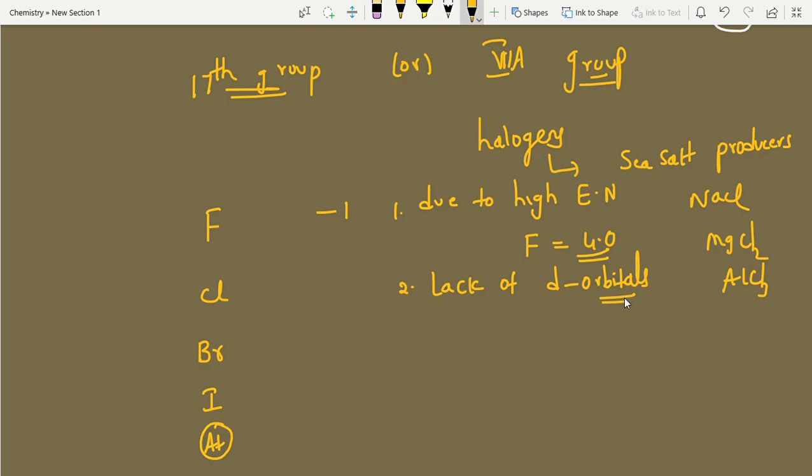If fluorine is there, your work is happy. If first group elements are there, happy. If second group elements are there, happy. Why? Because they are +1, +2, and fluorine is -1. That's it. So now chlorine. Chlorine shows multiple oxidation states. So chlorine and bromine. Better I will write a little lower down, students, this point, otherwise it will be clumpy. Okay, now look into this.